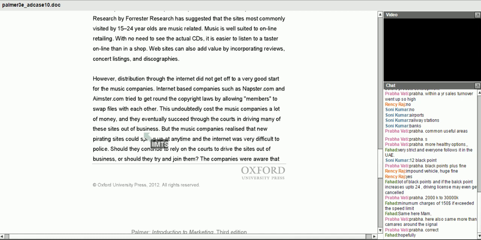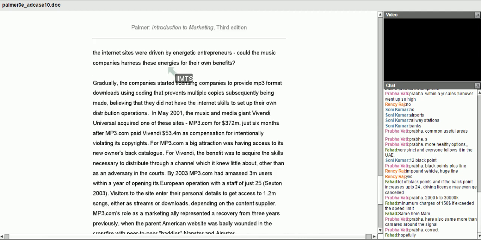But the music companies realized that new pirating sites could spring up at any time and the internet was very difficult to police. So should they continue to rely on the courts to drive the sites out of business, or should they try and join them? Companies were aware that the internet sites were driven by energetic entrepreneurs. Could the music companies harness these energies for their own benefit? Okay, so that is there.